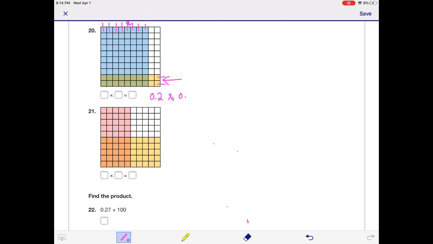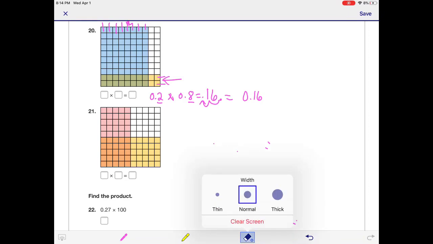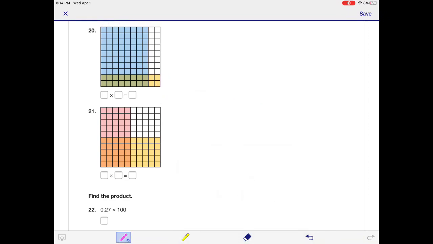2/10 times 8/10 equals 2 times 8 is 16. What are we going to do at this decimal point? We're going to move it 1, 2 spots to the left. And our answer is going to be 16 hundredths. All right. Great. Clear the screen here.